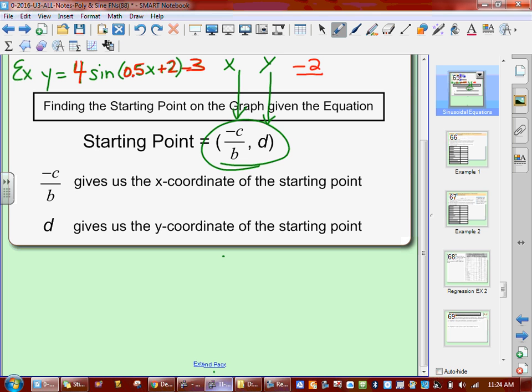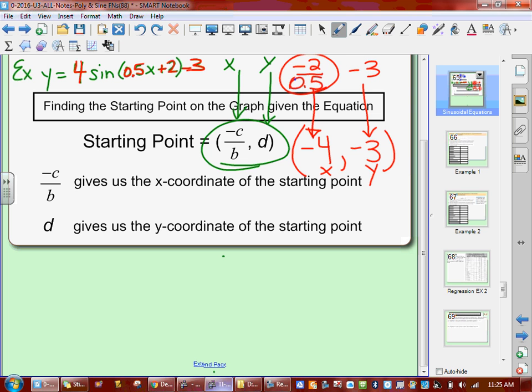Now that's going to be my x-coordinate. What's -2 divided by 0.5? -4. So that's my x-coordinate. What is my d value? -3. This is our start point. That'll be my x-coordinate, that's my y-coordinate. So that's how you're going to find a start point. It's very rare they ask us for a start point, but you still need to know how to find it.